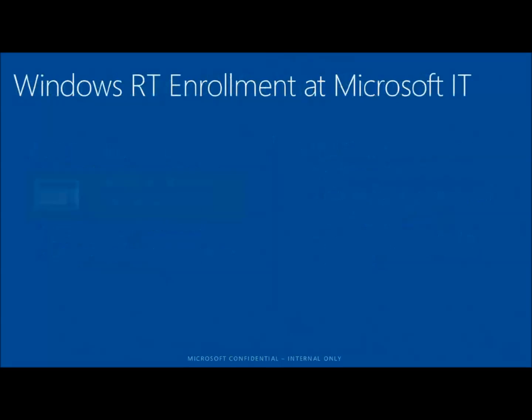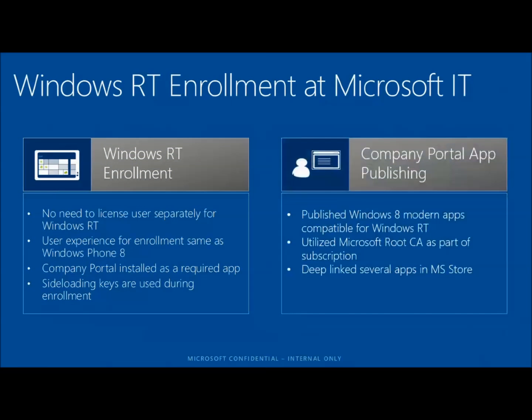Okay. Right. Let's talk about WinRT enrollment. The WinRT enrollment process is pretty much the same. The user experience is pretty much the same as Windows Phone 8. And no need to provide separate license for WinRT devices. All licensing is based on the user model. So if you license a user, it will automatically give the licensing for all the devices. So no need to go an extra step for WinRT. And the experience for enrollment is the same.